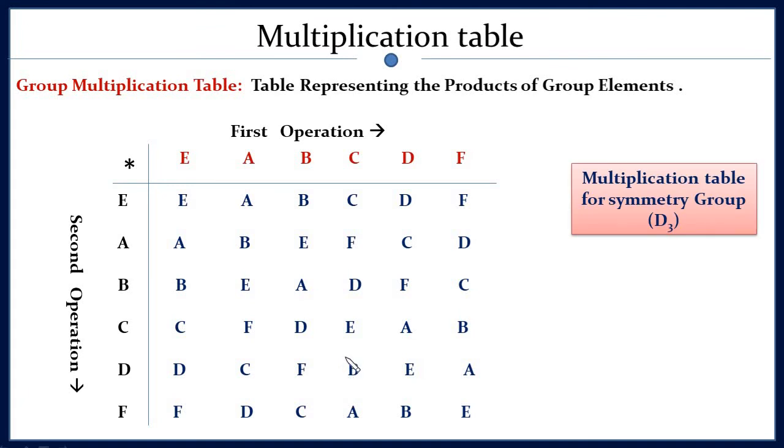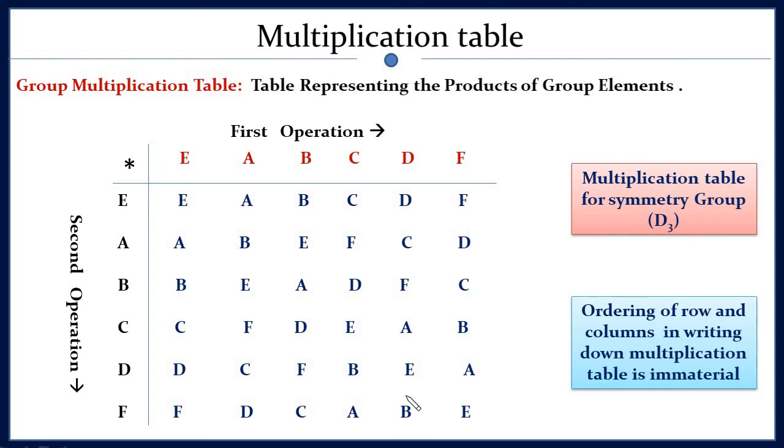Now, after looking at this multiplication table, you will find out its importance. How? From this multiplication table, you can verify the closure property. If all these resultant elements belong to the group, then we say the closure property is satisfied. Second, you can easily verify the existence of identity. Look here: multiplication of E with any element gives the same element. Therefore, E is the identity.